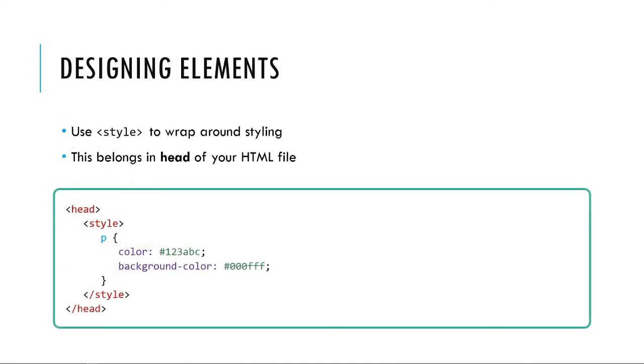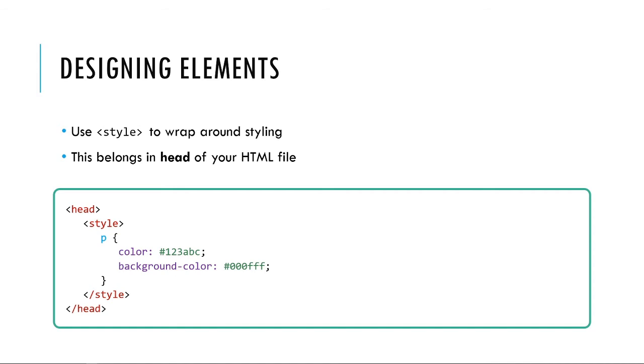When designing elements, we use the style tag to wrap around our style code, which belongs in the head of our HTML file. This is the format of your style code. In the example, P is the element we would like to style. And then the curly braces wrap around our style information. First goes the name of the attribute, followed by the value. So in this example, the colors are represented by hex values.